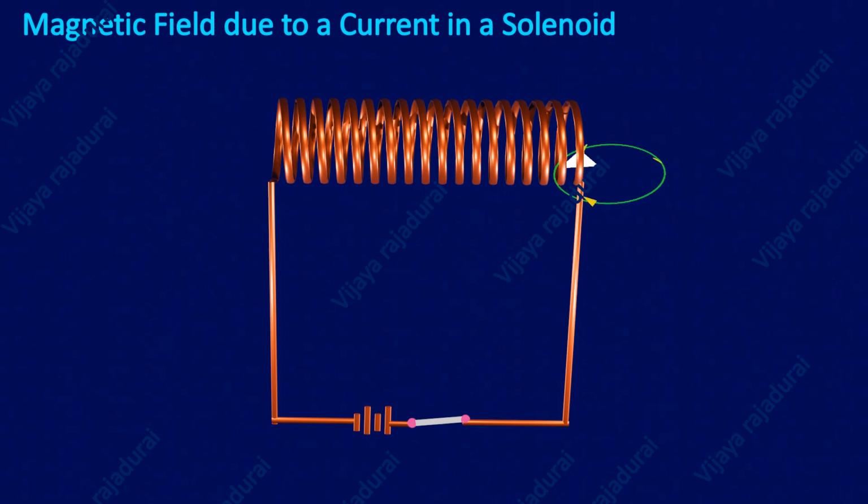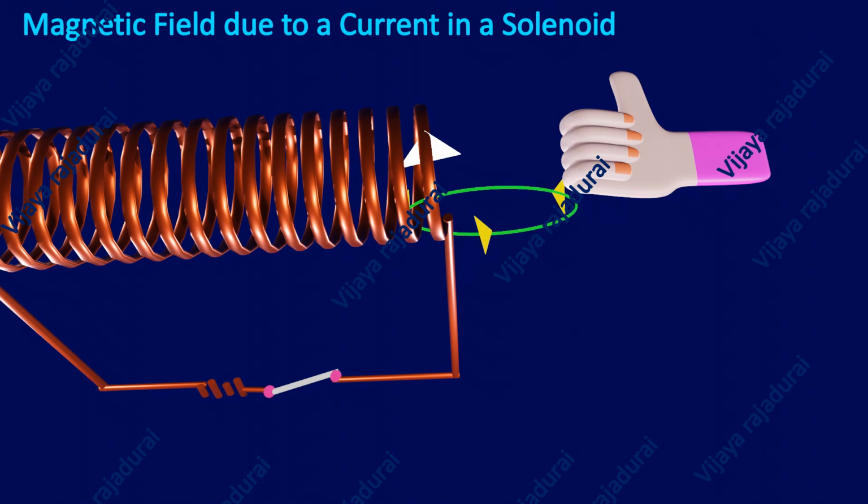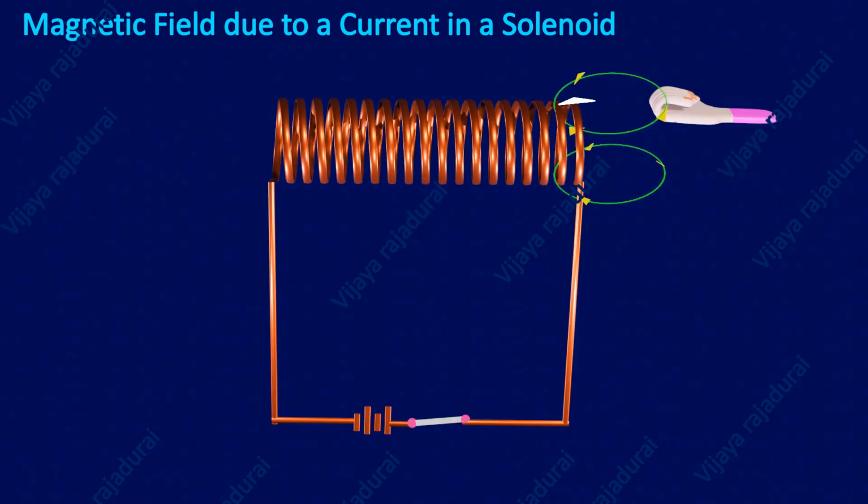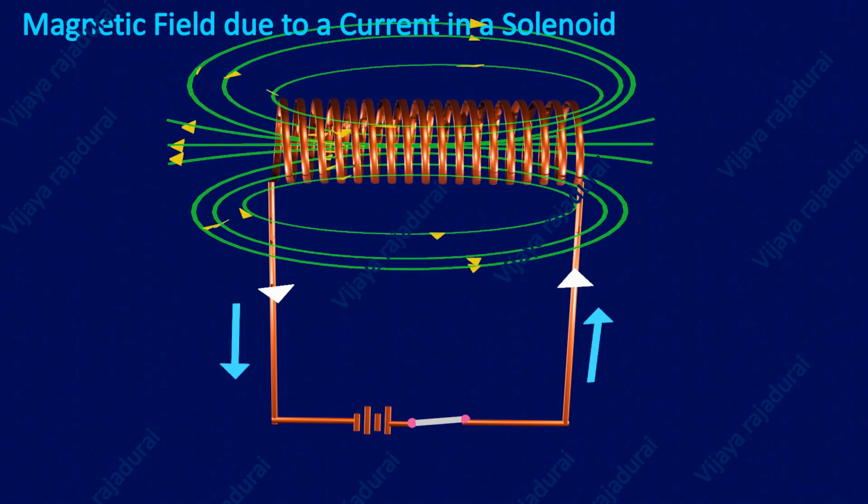Next, the current flows to the opposite turn of the coil. Here we use again the right hand thumb rule to find out the direction of the magnetic field. So according to the right hand thumb rule, the direction of the magnetic field is clockwise. Inside the solenoid, the direction of the magnetic field is from right to left.